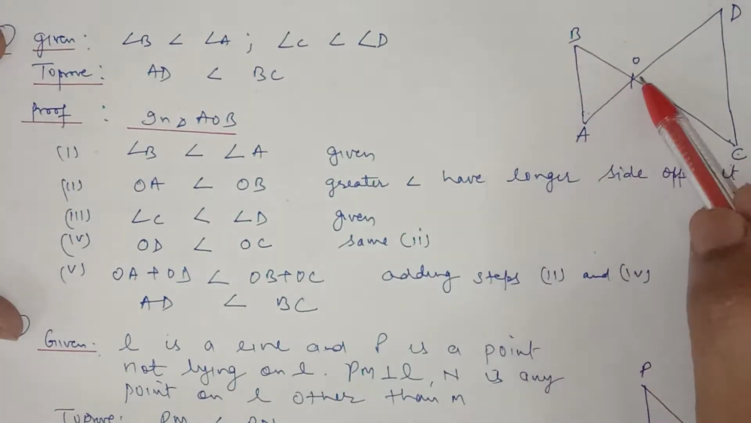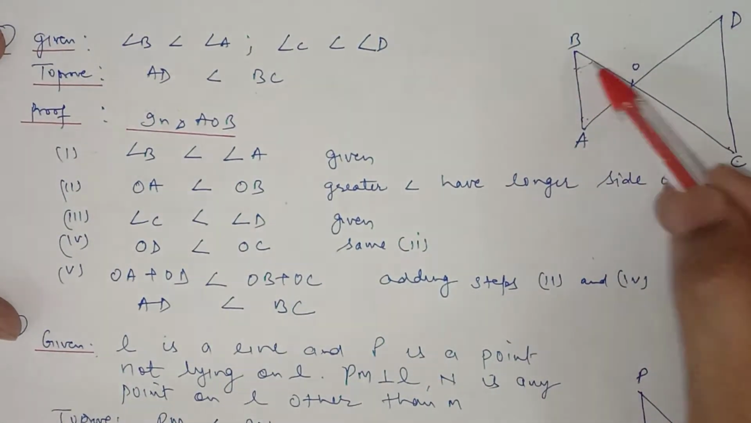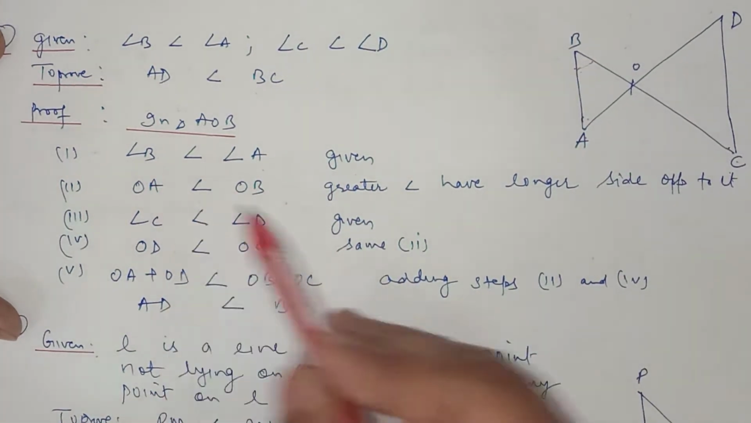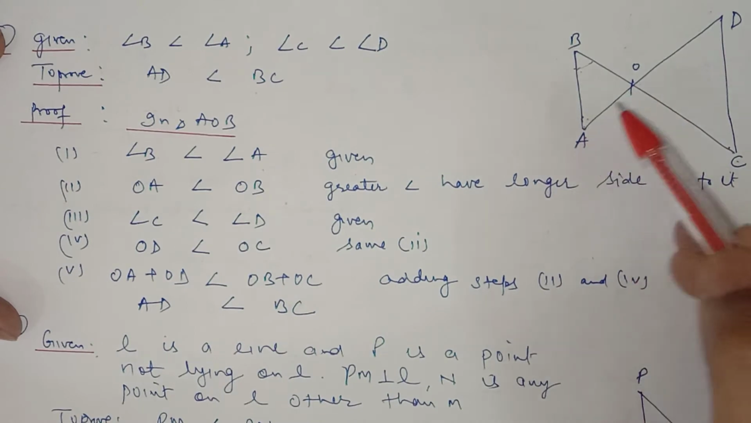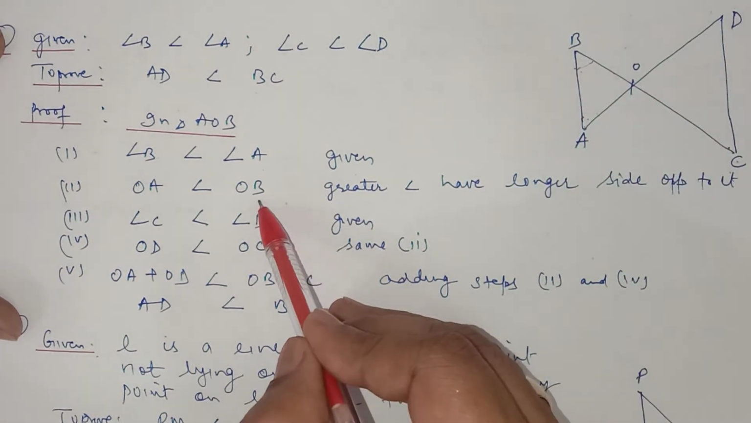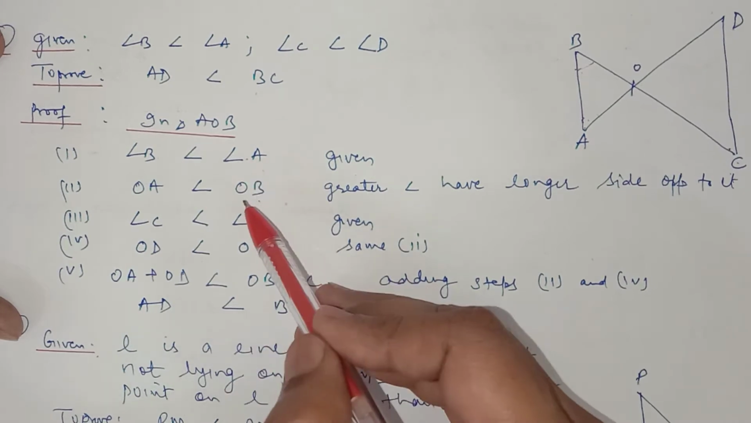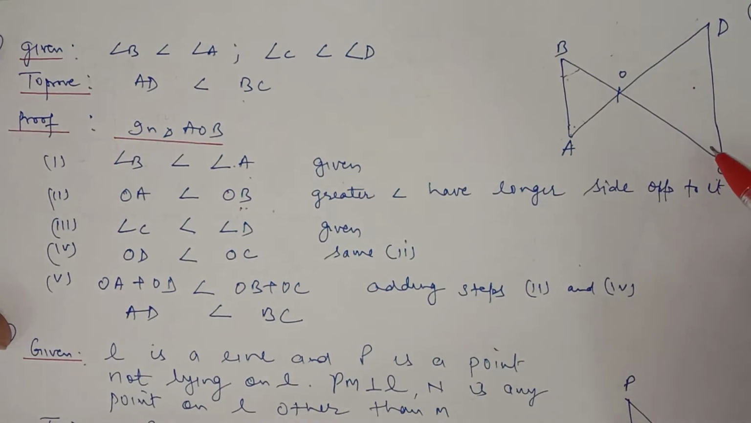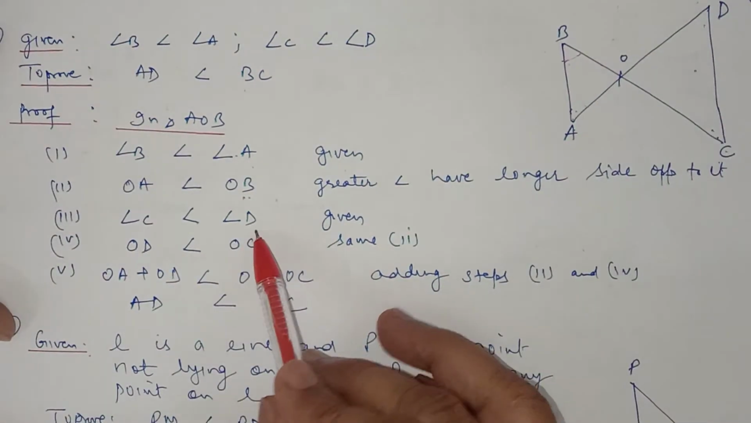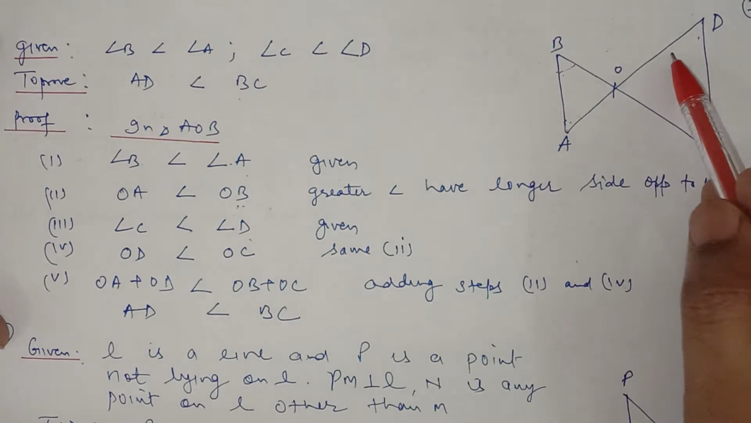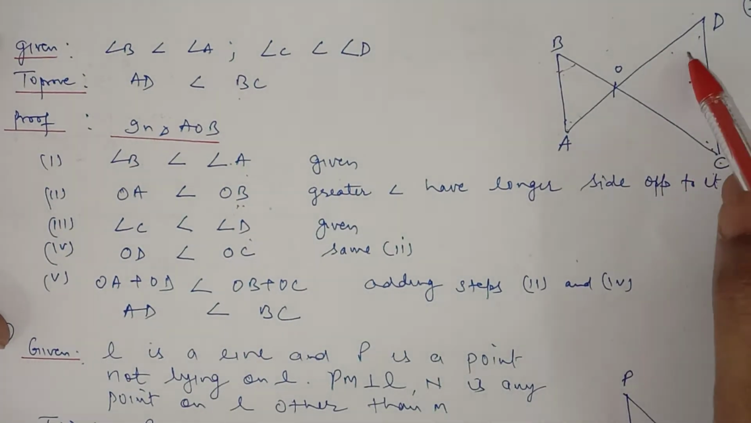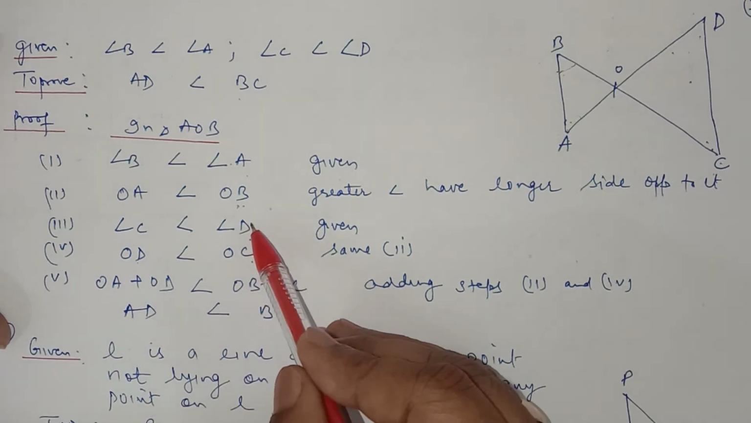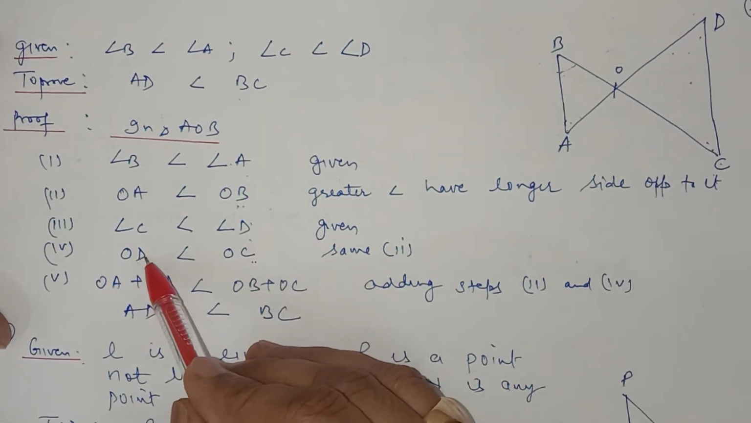Now in triangle AOB, angle B is smaller than angle A. It is given. So the side opposite to angle B is OA and the side opposite to angle A is OB. So we can write that the greater angle has a longer side opposite to it. Similarly, in this triangle, it is given that angle C is smaller than angle D. So the side opposite to angle C is OD and the side opposite to angle D is OC. So it means OD will be less than OC. See in the figure.